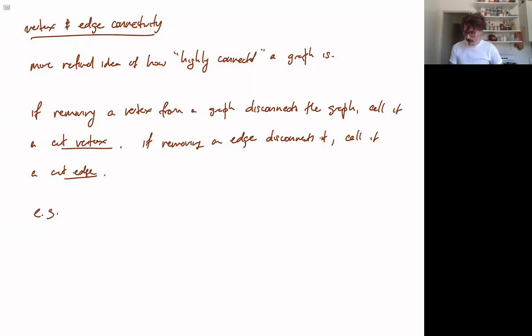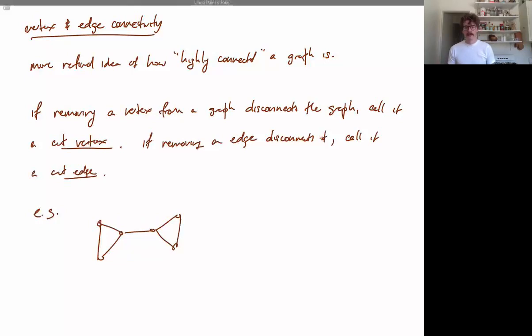So for example, let's consider this graph. And first of all, just intuitively, we can see that this is connected, but maybe you want to be more refined and say that this is only kind of tenuously connected. It has a lot of vertices, and not a lot of edges connecting them. It could be a lot more connected than it is. So cut vertices and cut edges are one way of talking about this precisely.